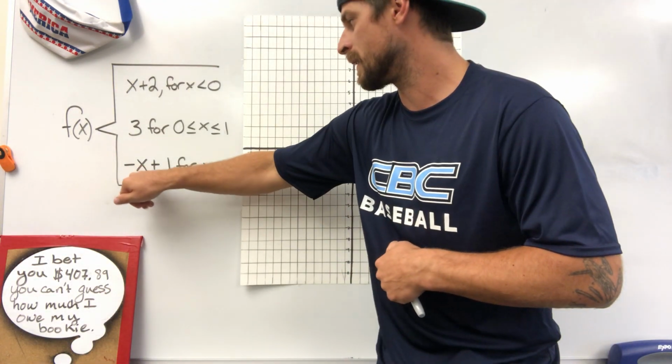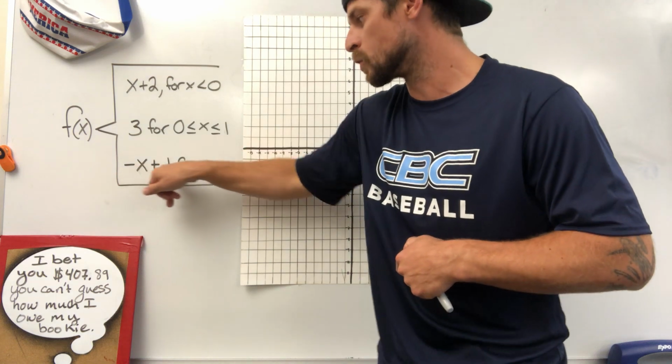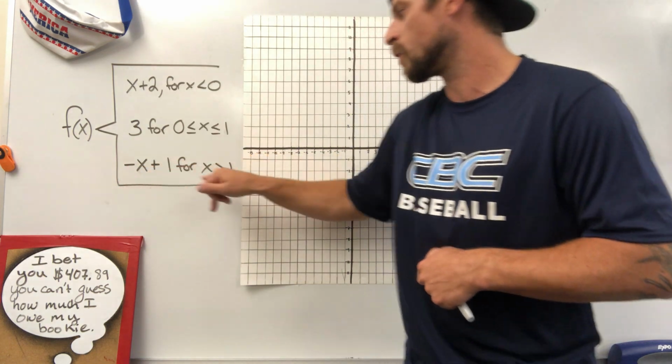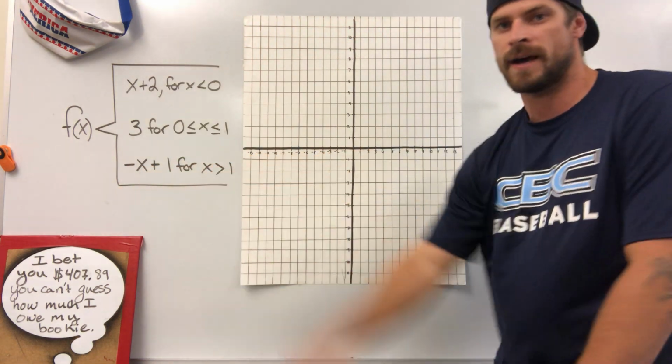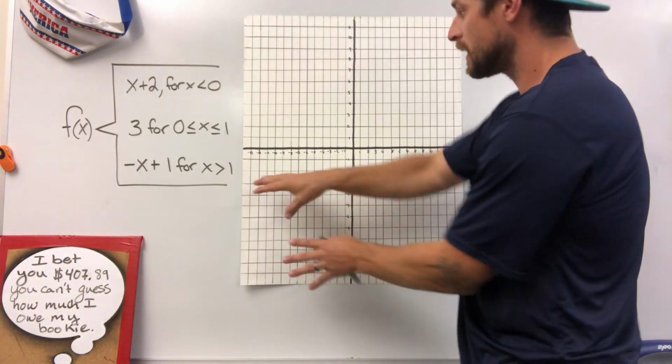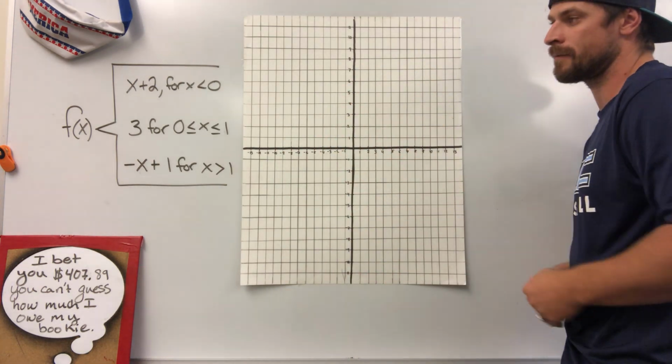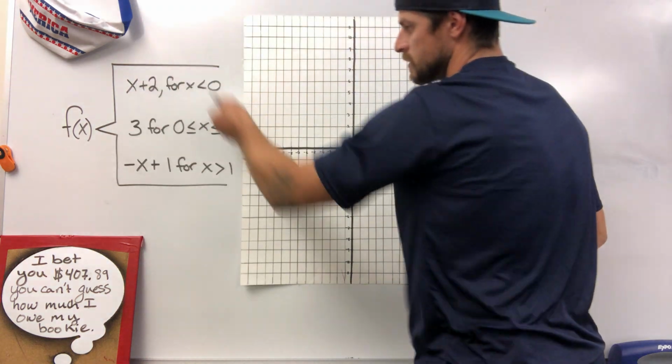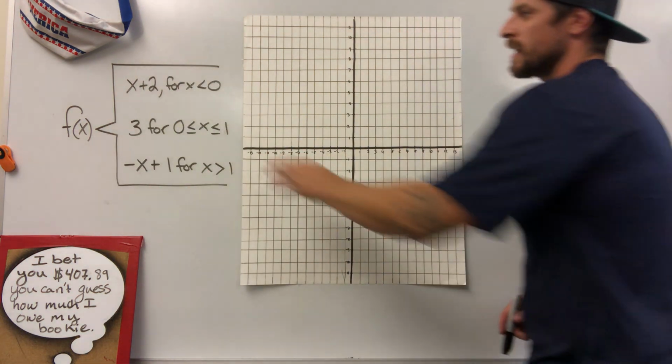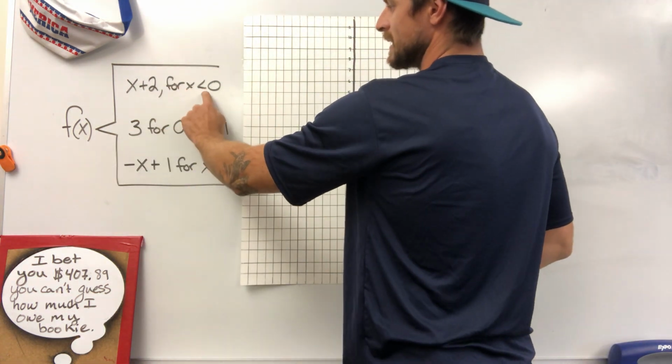Okay? And then we're going to use negative x plus 1 as our rule or our function when anything is above the value of 1. So we're going to have 3 different things happening on one graph given the piecewise function. Let's start with x plus 2. So any numbers less than 0.